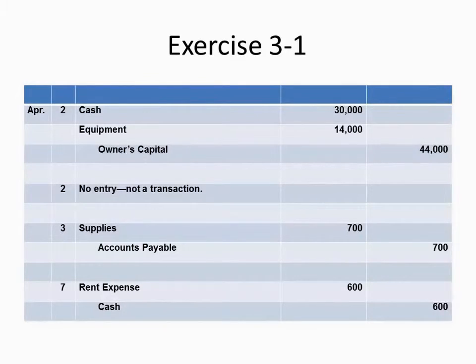So on the third, purchase supplies on account for $700. Because it's on account, you credit accounts payable. Now here, we're debiting supplies. It says to debit an asset account. The idea here is that they're capitalizing the supplies and they'll expense them as they use them, okay?